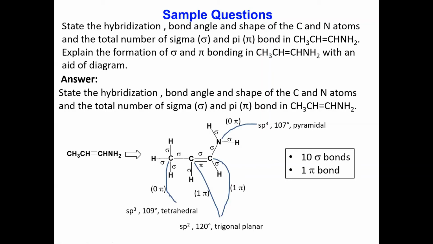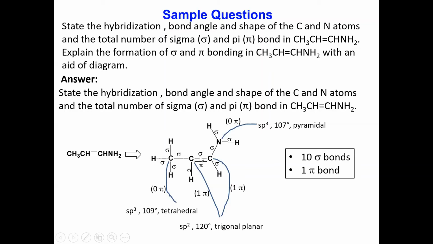So how many sigma bonds and how many pi bonds are there in total? We can count. Every single bond is a sigma bond: 1, 2, 3, 4. So we have 4 here, 5 sigma. And your double bond is 1 sigma, 1 pi. So you have 6, 7, 8, 9, 10. So you have 10 sigma bonds.